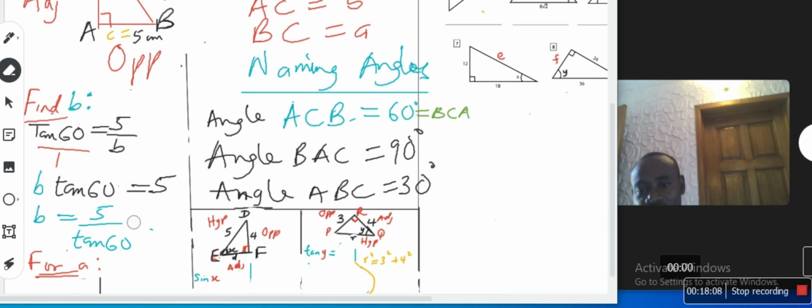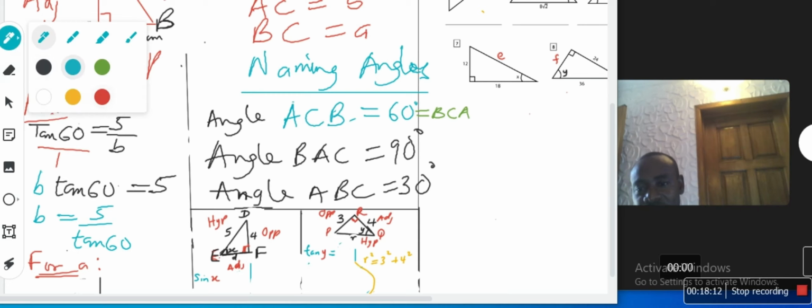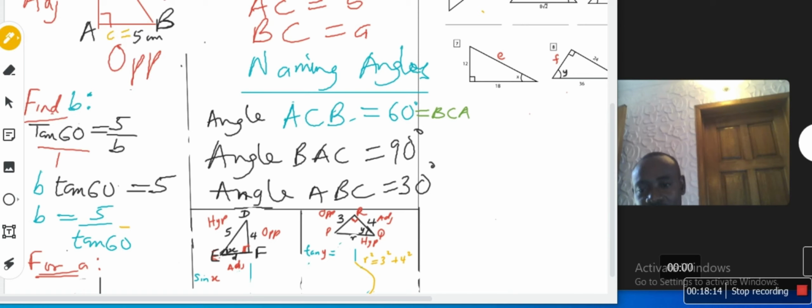It's always good to leave your final answer to 3 significant figures, especially if it is required. 2.88 centimeters.